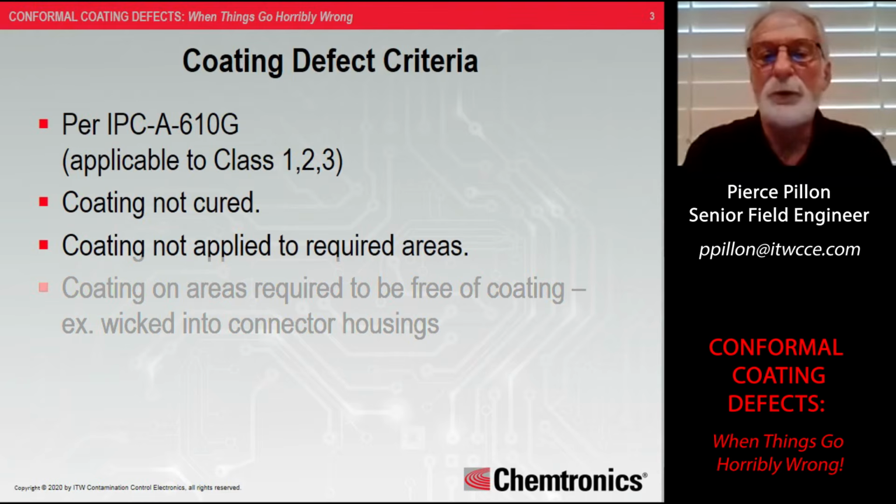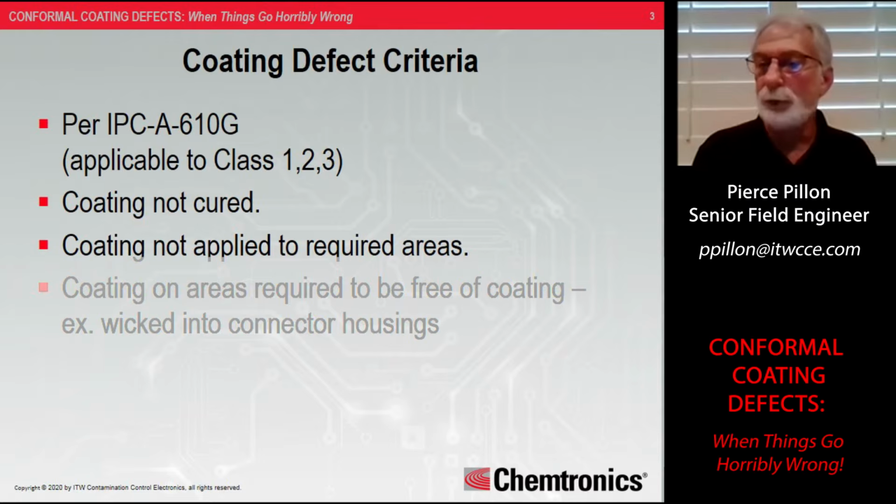The next is coating not applied to the required areas. Those required areas generally are spelled out in your engineering drawings for that assembly. And it's pretty easy to compare that drawing with the actual assembly and see during your quality inspection if all areas that require the coating are coated.